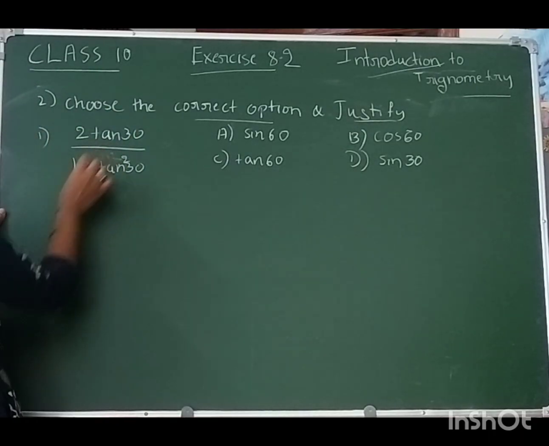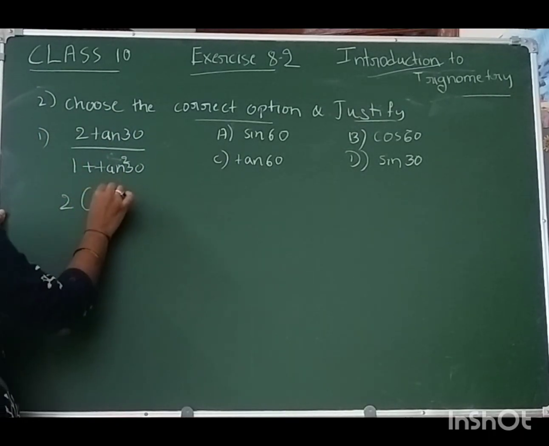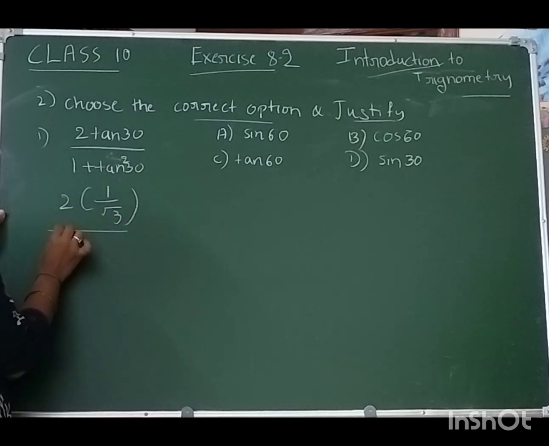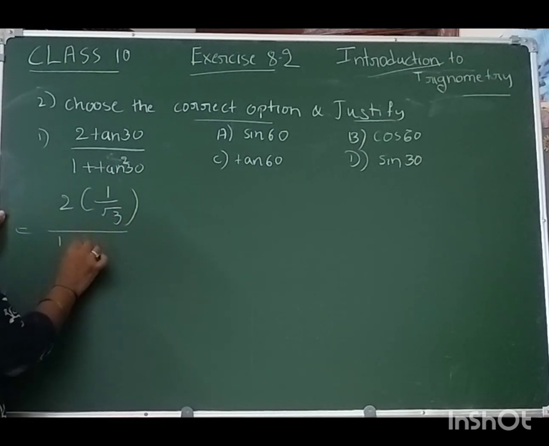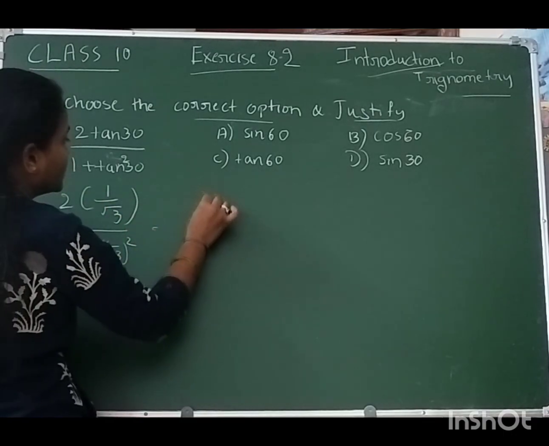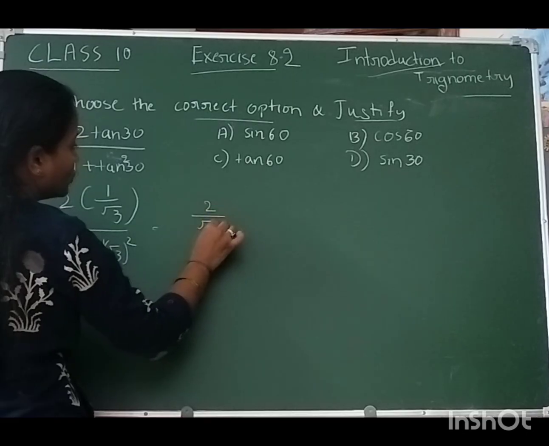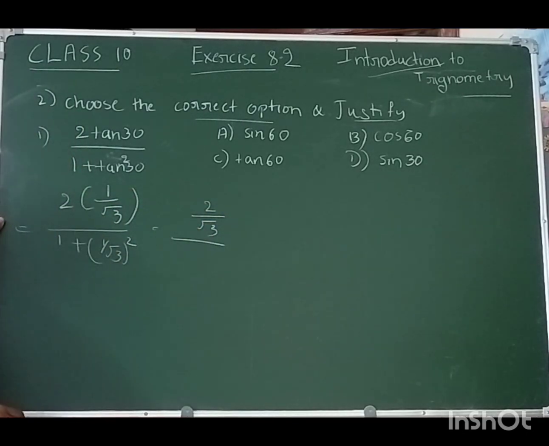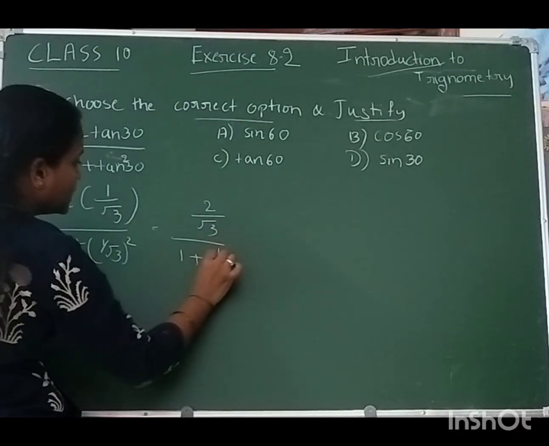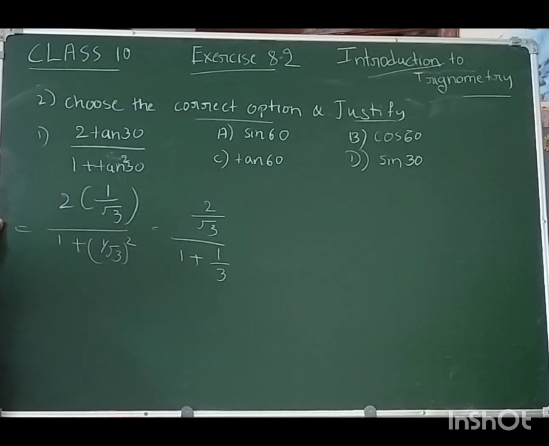So first we'll take the question. So 2 tan 30, we know that tan 30 is 1 by root 3 and we'll substitute that in the numerator as well as denominator. So tan square 30 will become 1 by root 3 whole square. So 2 into 1 by root 3 will become 2 by root 3, and in denominator 1 plus 1 by 3 because root 3 square is 3.